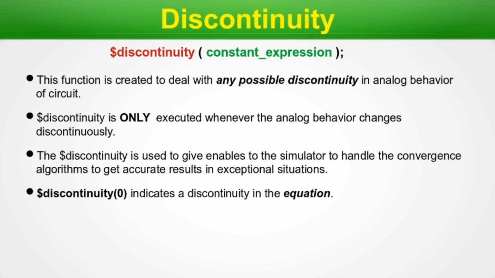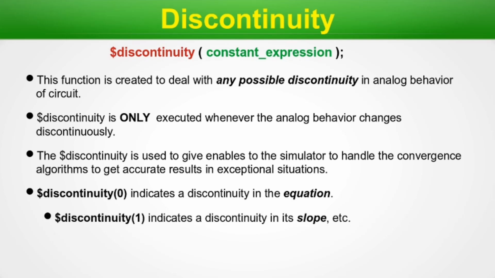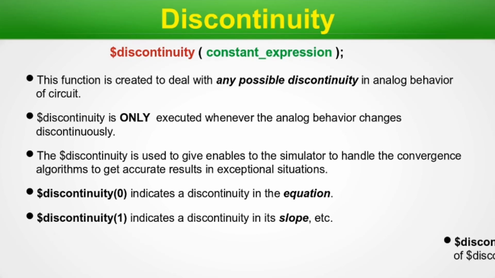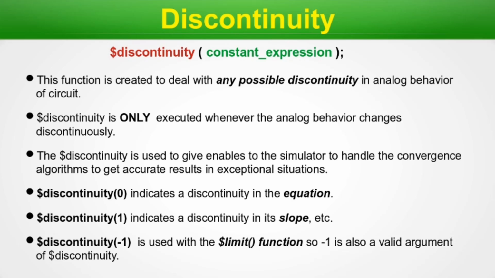So discontinuity is 0. It is 0 in the argument, right? It indicates a discontinuity in the equation. Discontinuity with value 1 indicates the discontinuity in its slope, etc. Discontinuity minus 1 is used with the limit function. So minus 1 is also a valid argument of discontinuity, the limiting value function.